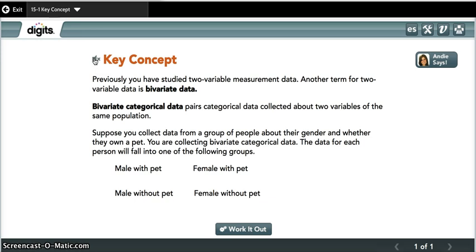Suppose you collect data from a group of people about their gender and whether they own a pet. You are collecting bivariate categorical data. The data for each person will fall into one of the following groups: male with pet, female with pet, male without pet, female without pet. So if you're asking someone if they have a pet, that person is most likely either male or female, and they either do or do not own a pet. So we're working with bivariate categorical data.